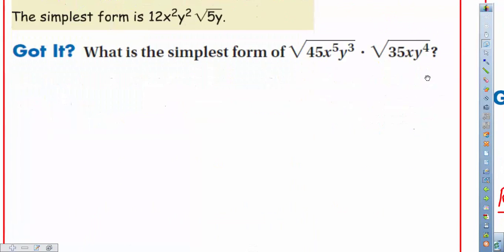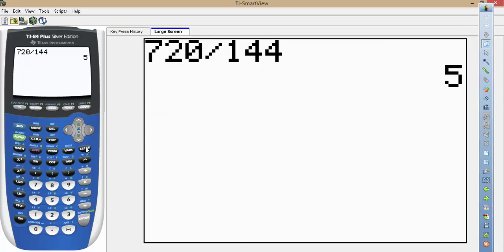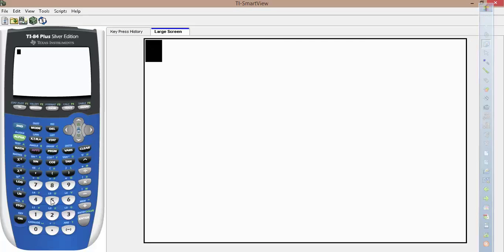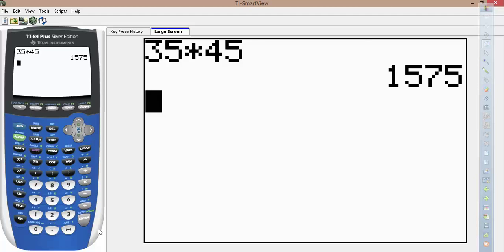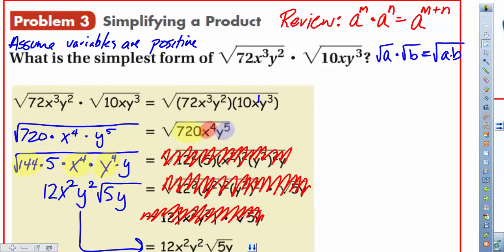Okay, so yes, I know it's going to get pretty ugly here, but let's do the 45 times the 35. I've done this enough takes where I actually know the answer, but I will still humor you and actually type this in. 35 times 45. We get 1,575, right? So that's our first value that we get here.